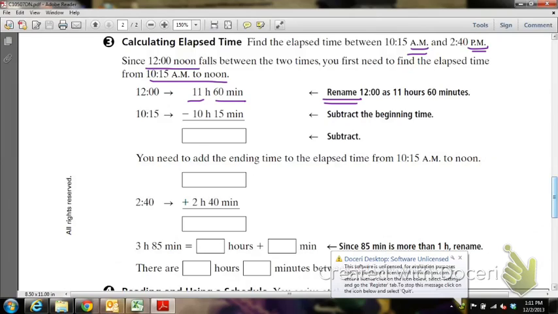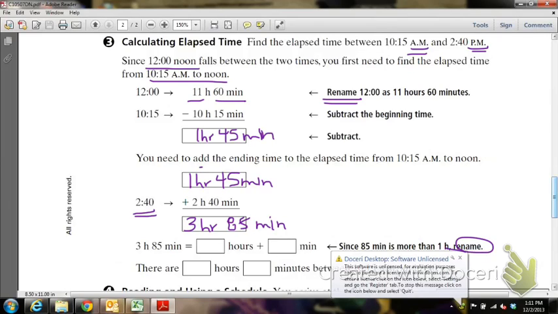11 hours minus 10 hours is 1 hour. And 60 minus 15 is 45 minutes. So we're going to add the ending time to the elapsed time. So the 10:15 to noon was 1 hour and 45 minutes. And 2:40 is 2 hours and 40 minutes. So now I can add these 2 together, but I get 3 hours and 85 minutes. Well, 85 minutes is more than an hour, so I have to rename.